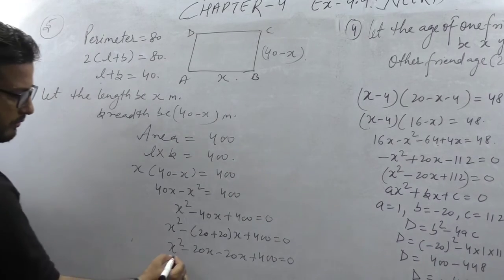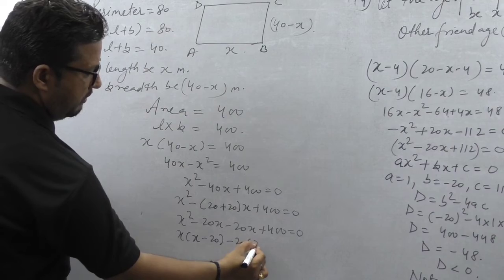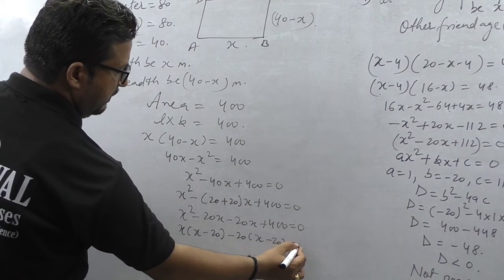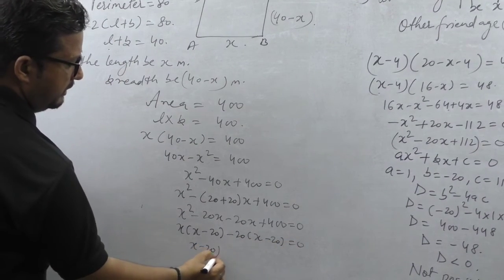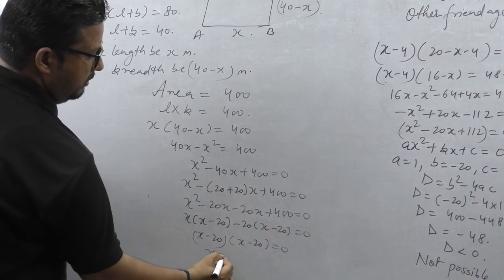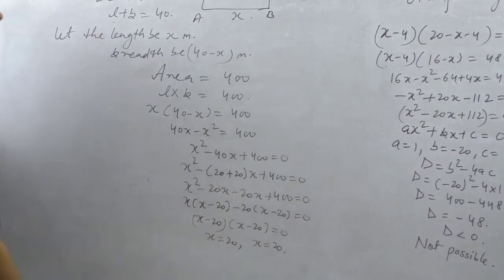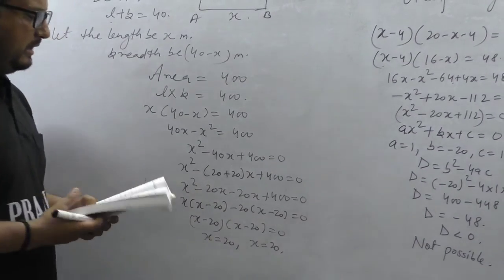From here, if we take x common, it will be x minus 20 common, so it will be (x minus 20) times (x minus 20) equal to 0. So x equal to 20 will come if we compare with 0. One step I have written directly. So we come to know, yes, it is possible.